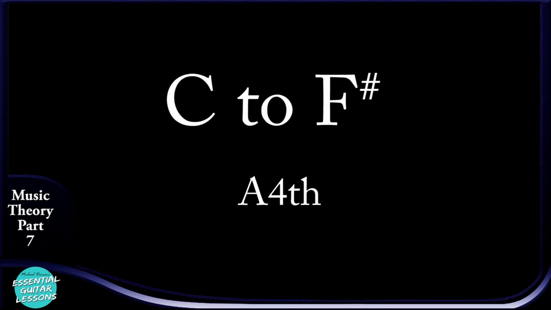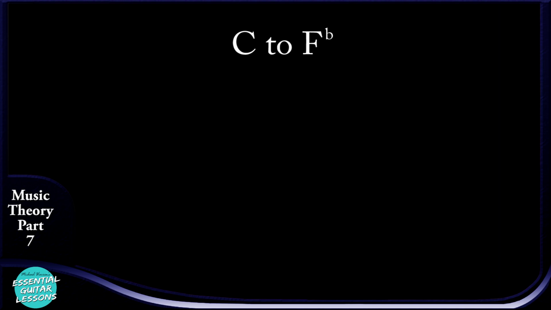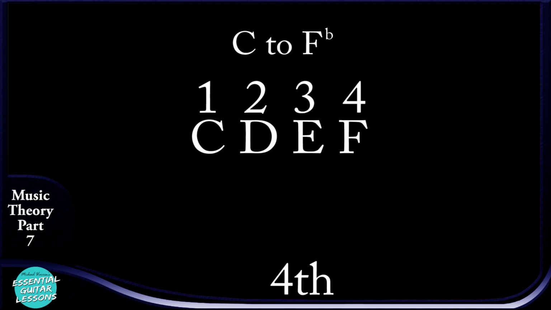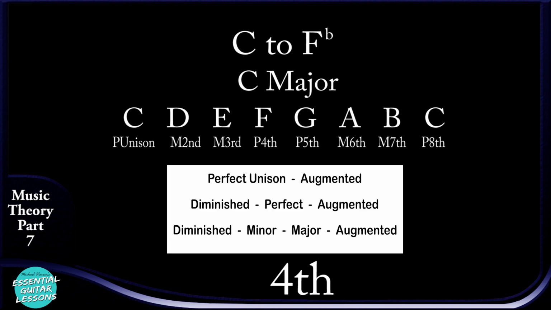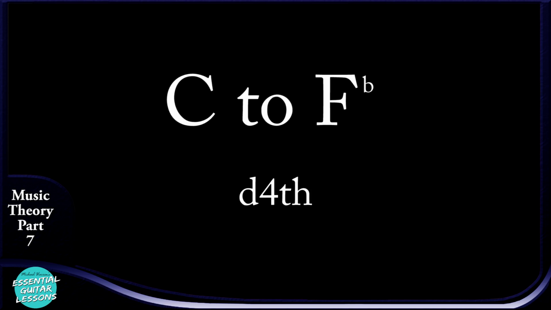Let's do another one. Let's do C to F flat. Again, we know it's a fourth. We know C to F is a perfect fourth from our major scale. I've flattened it, so we have a look at our chart. We know when we flatten a perfect, it becomes diminished. So our C to F flat would be a diminished fourth interval.